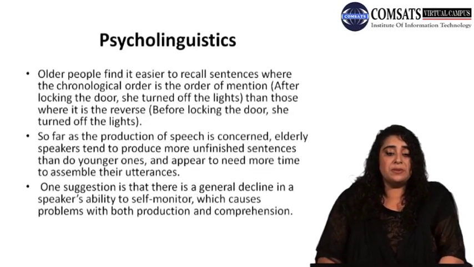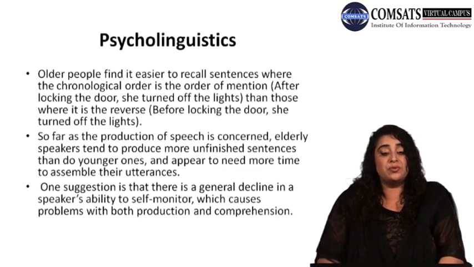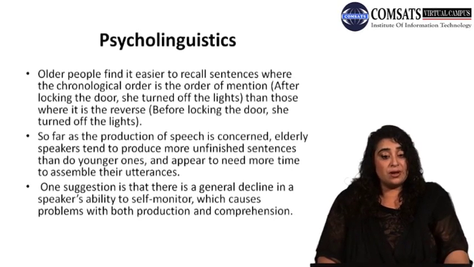Now, older people find it easier to recall sentences where the chronological order is the order of mention. So after locking the door, she turned off the lights. This is a very good example of it. Older people might find it easier to recall sentences where the events are given in a sequence, in an order, like first they locked the door, then turned the lights off.